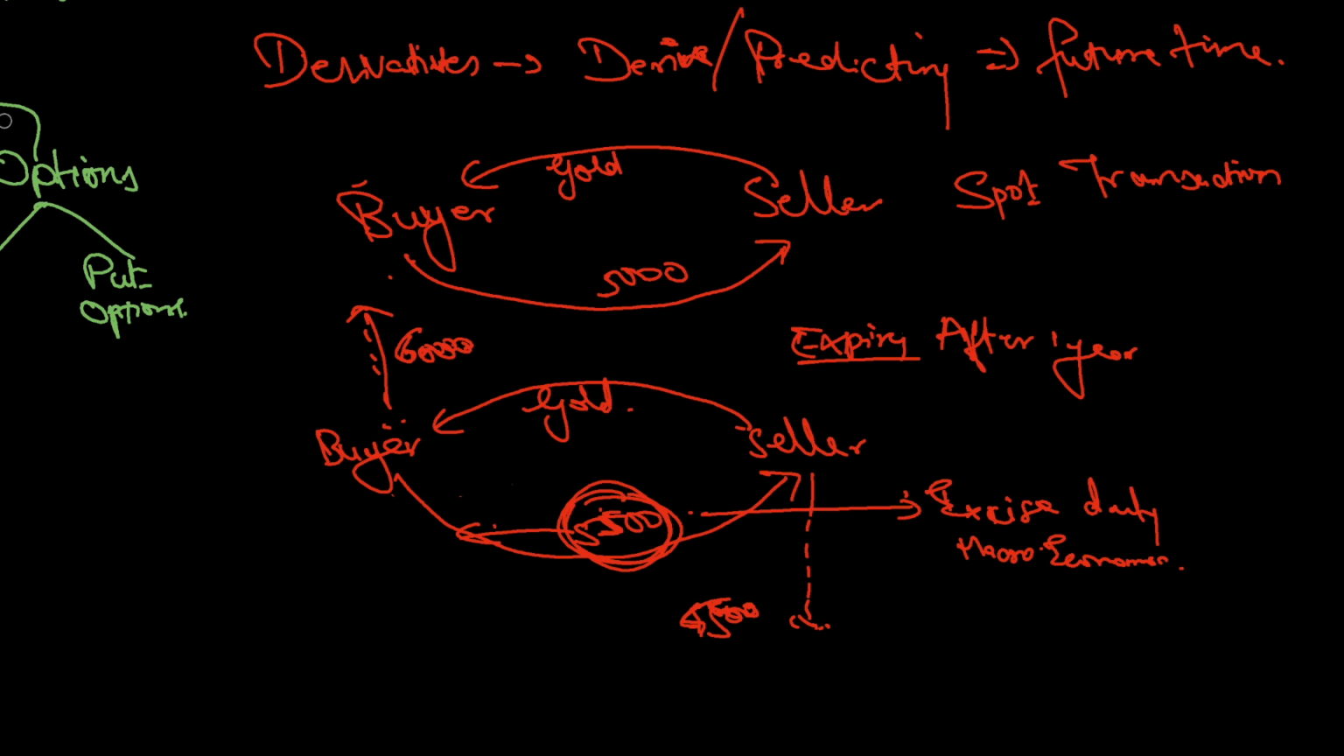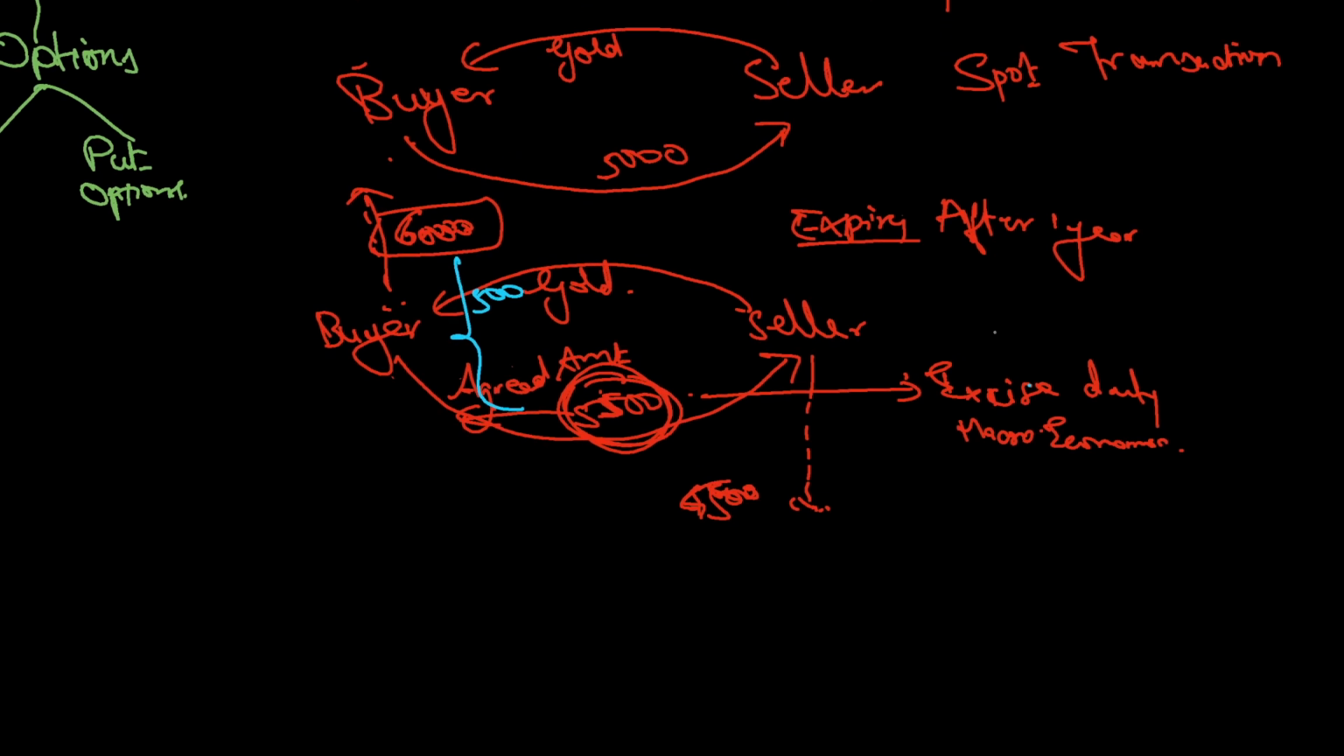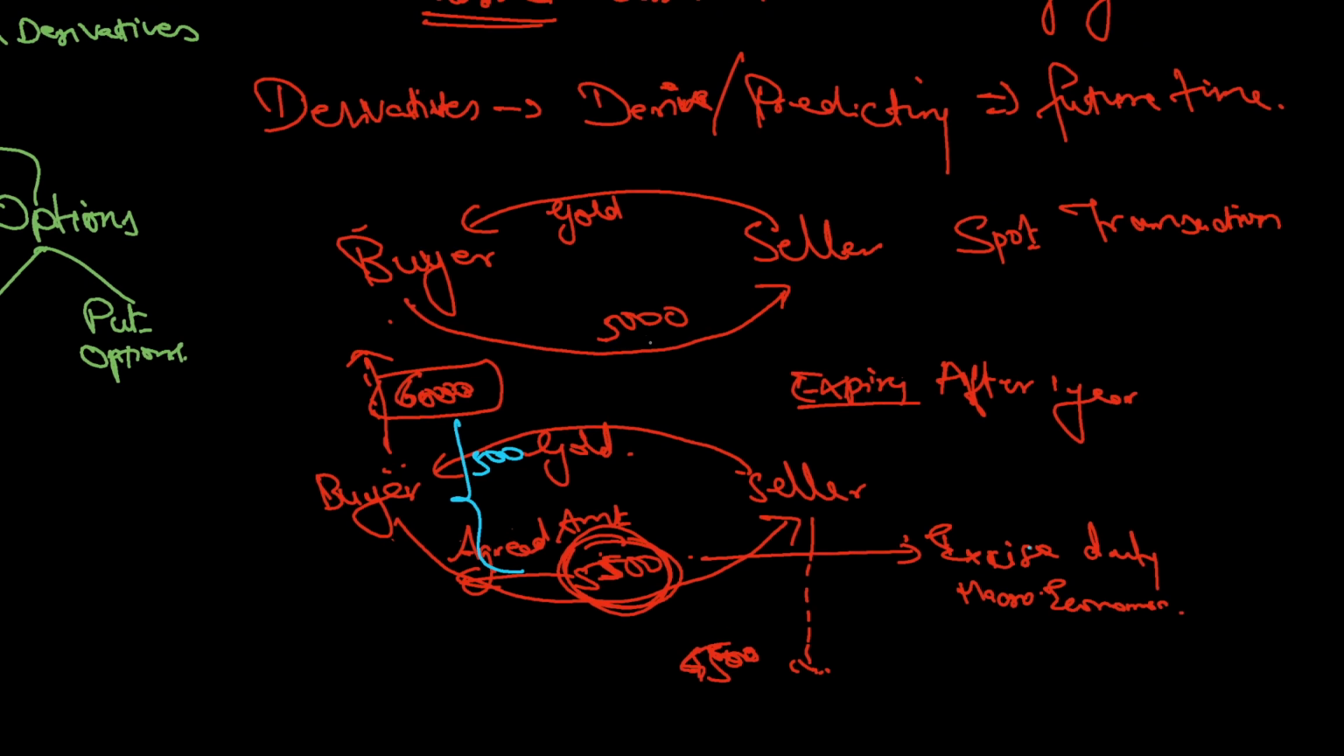So on the expiry date, if it is 6,000, the buyer will be making a profit of 500. Why so? Because the underlying asset's actual value in the market is 6,000, whereas he is able to get it for 5,500. So the seller will be losing 500, and the buyer is able to make 500 profit. So this is a derivative contract. Here they have derived the price.